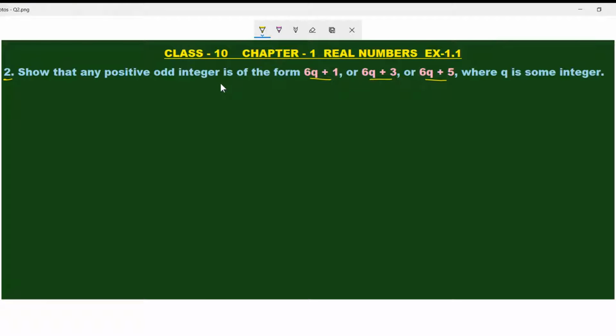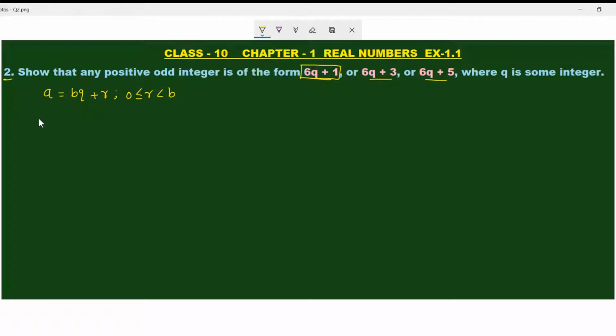So what we are going to do first, let's see the form 6q plus 1. This is in the form of the right hand side of the division algorithm, isn't it? What is the division algorithm? Any integer A is equal to divisor B times quotient Q plus remainder R, isn't it? Where R is greater than or equal to 0 and less than B. This we know.